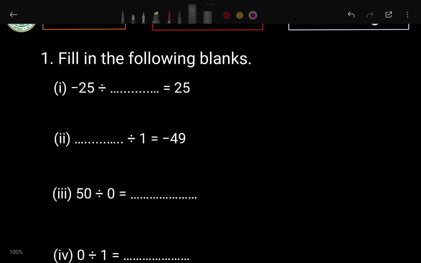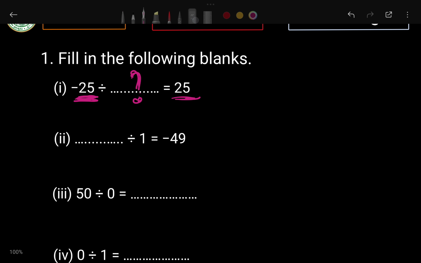The first question is fill in the blanks. We don't have to do a lot in this one. These are very simple questions. Minus 25 is given, and it is divisible by something. When we divide minus 25 by that number, we will get 25. So where the question mark is, we have to find the number by which we divide minus 25 to get 25.